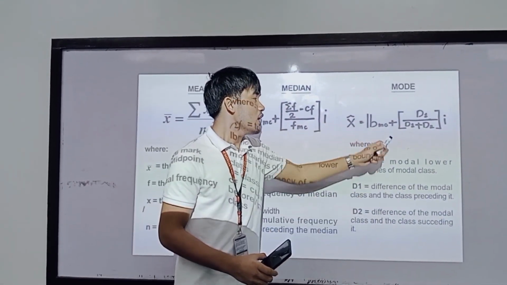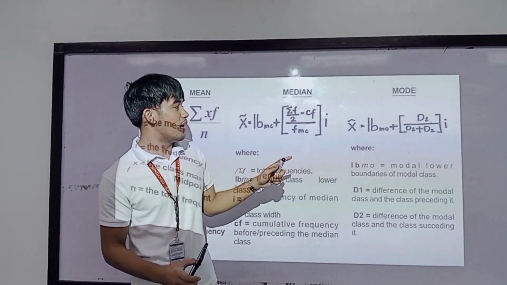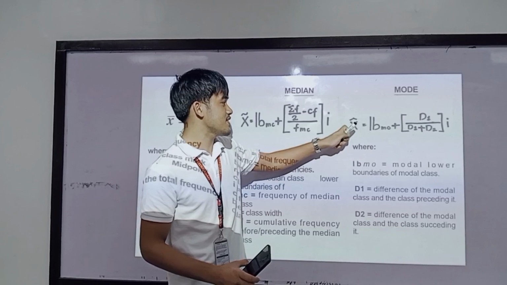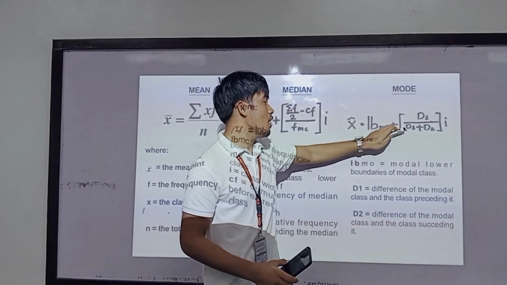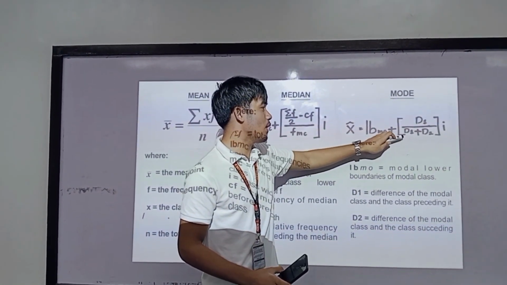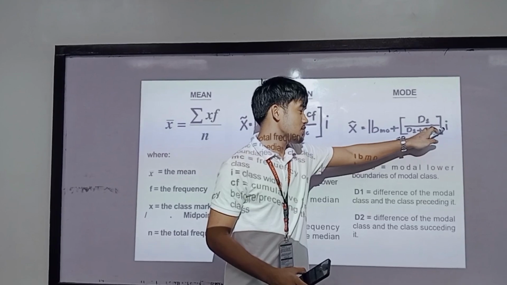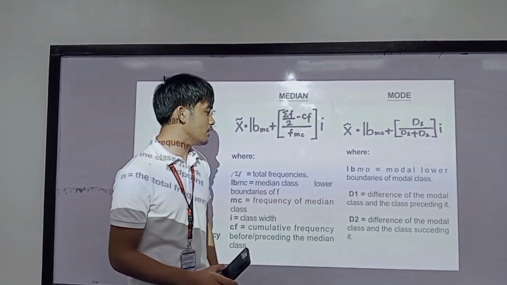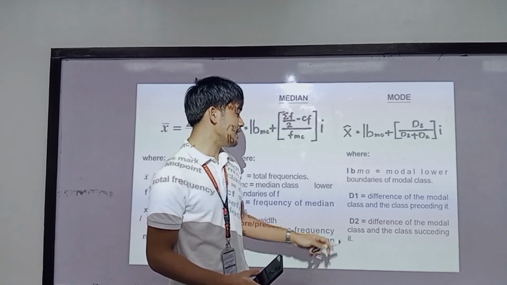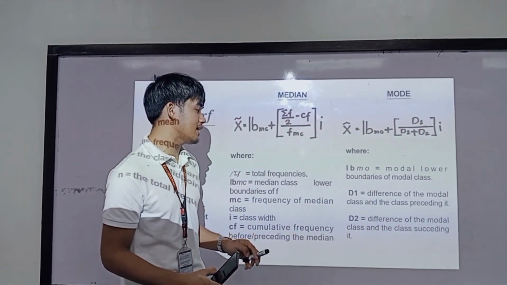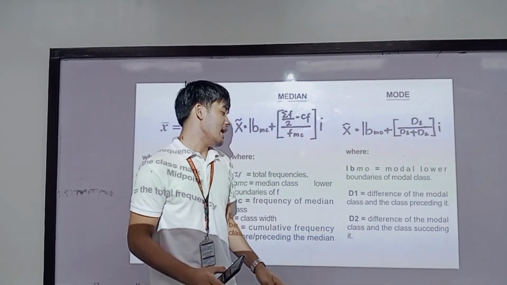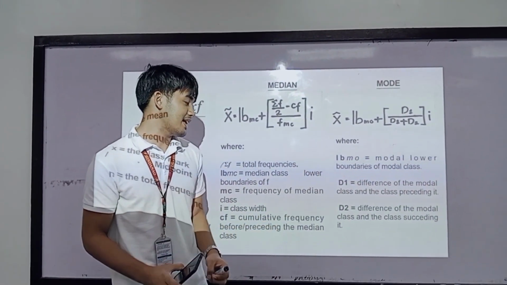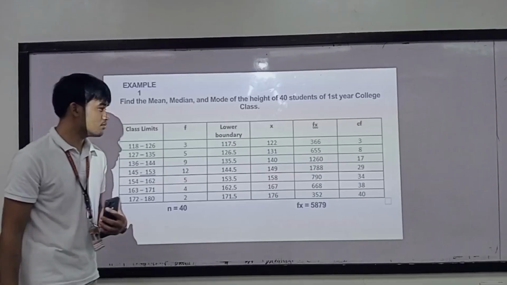And lastly, we will get the mode by using this formula. The formula of the mode is LB plus D1 over D1 plus D2, times the interval. This LB is again the lower boundary of the modal class, D1 is the difference between the modal class and the class preceding it, and D2 is the difference between the modal class and the class succeeding it.